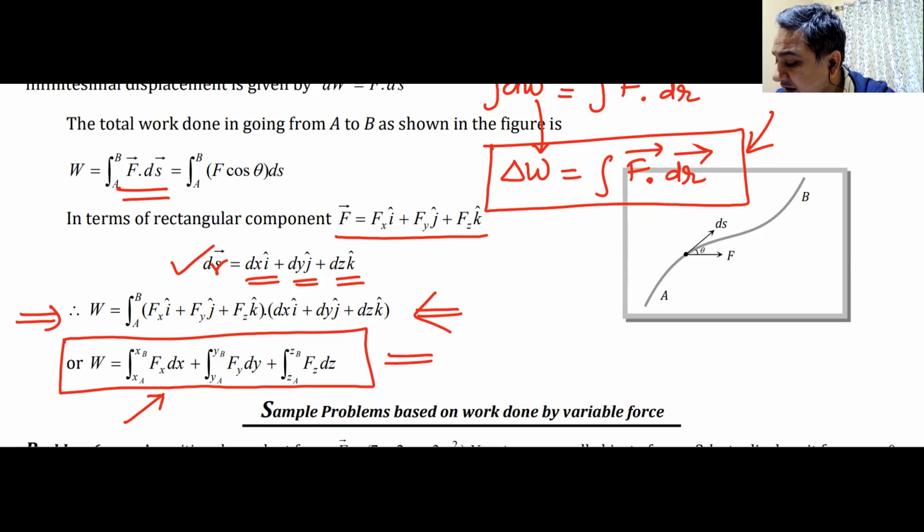Can you write this? Do you understand how it is achieved? Can you do it on your own? There are some things that you must do on your own. Once you do it on your own and understand it, you will never ever forget it. That is the reason I am giving you this as homework. Just write this. Work done by a variable force is the integral of fx dx, fy dy, fz dz, from x1 to x2, y1 to y2, z1 to z2, and that is all that you need to understand.